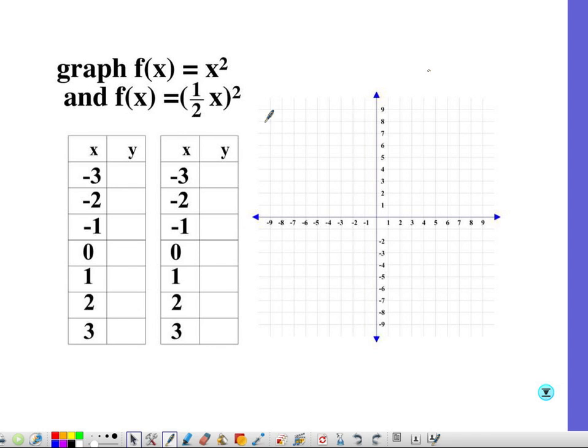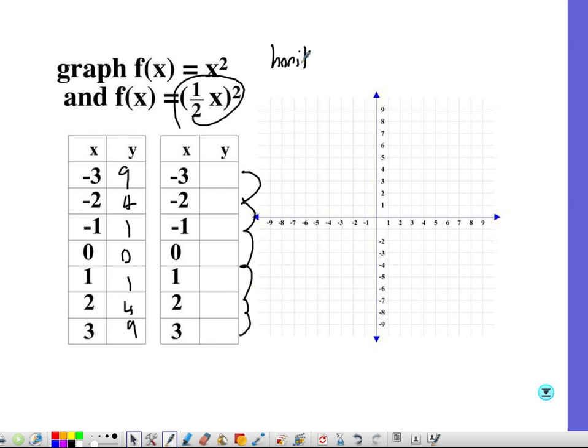And then take a look at this. We already know that this is 9, 4, 1, 0, 1, 4, 9. And then you're taking this function and filling in this table, plot the points, and ask, why is this called a horizontal stretch? Okay, so that is an exercise up to you to discover on your own. Alright.